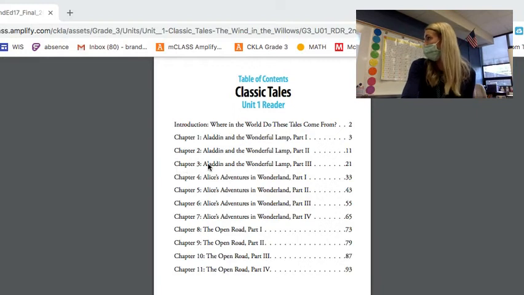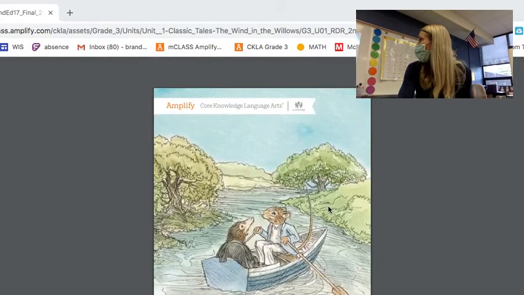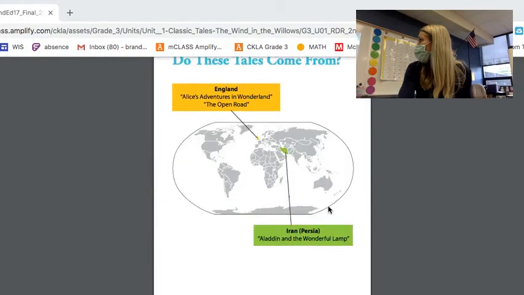I'm going to find Chapter 3, Aladdin and the Wonderful Lamp, Part 3. The page I turn to is 21. That's how we use a table of contents. You find what you're looking for, and you slide your finger across to page 21. Now, I would like all of you to turn to page 21 in your notebooks or in your readers.